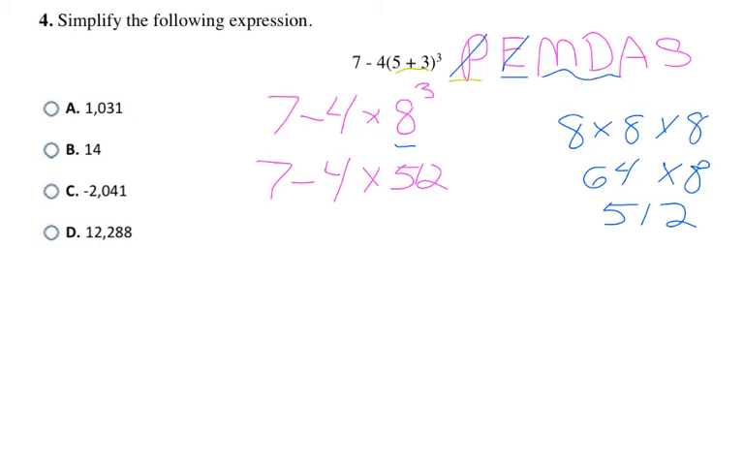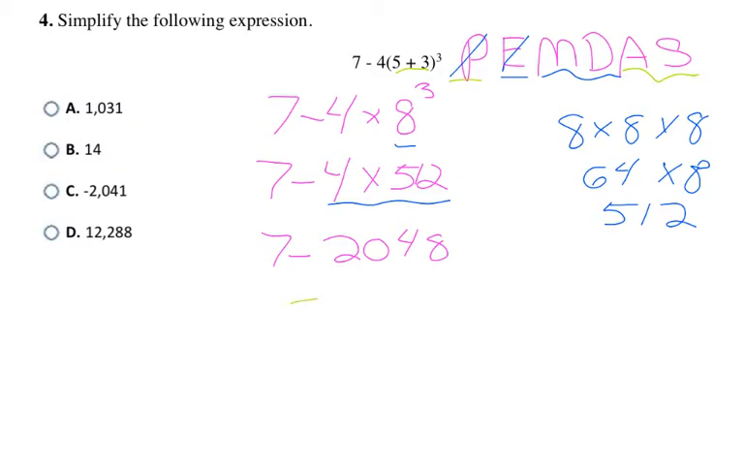So I'm going to do multiplication and division left to right. So that means here I'm going to be doing 4 times 512, which you may need to go off to the side and do that. And when you work it out, you get 7 minus 2,048. And so now I don't have any multiplication and division left. I'm just going to do addition and subtraction left to right. And so 7 minus 2,048 is negative.